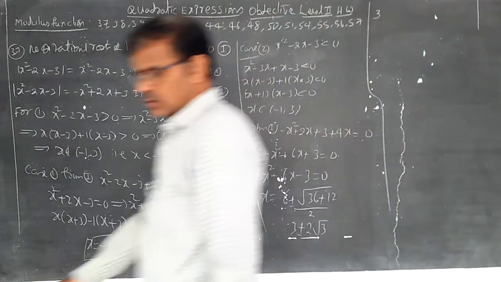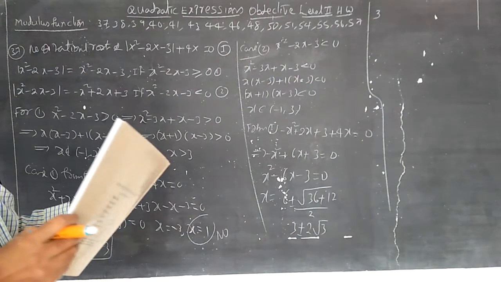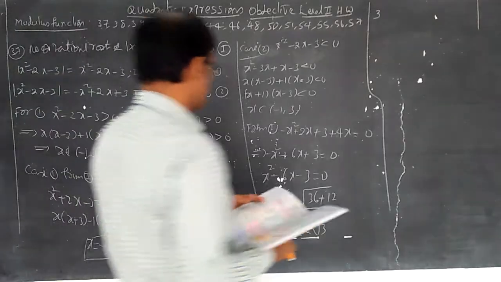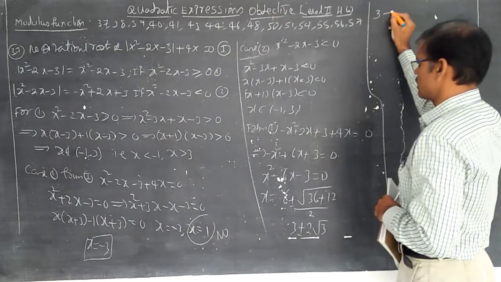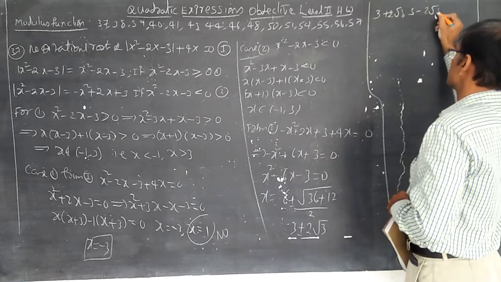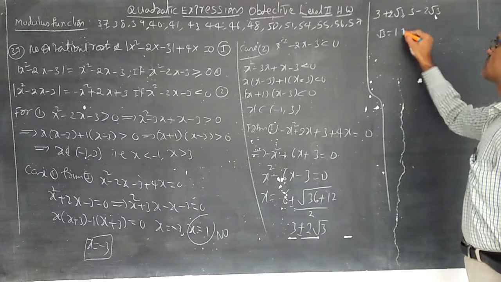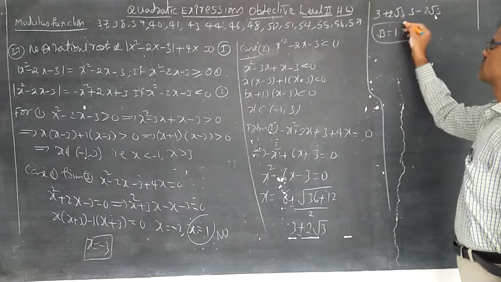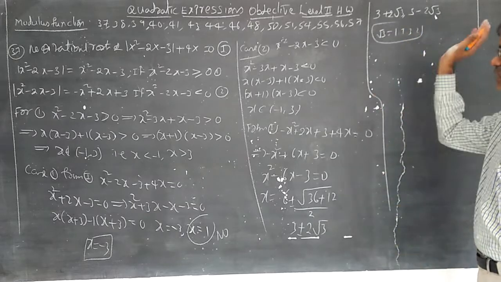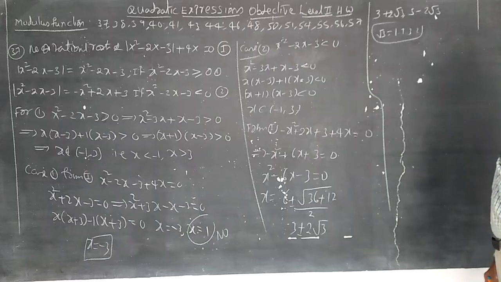Let us see the option 37 question. These are not 3 plus 2 root 3, comma, 3 minus 2 root 3. Let us consider root 3 is equal to 1.732. 3 plus 2 into 1.732 is greater than 3, so it is not possible. And 3 minus 2 root 3 is 3 minus 3.4, which is 0 point something.